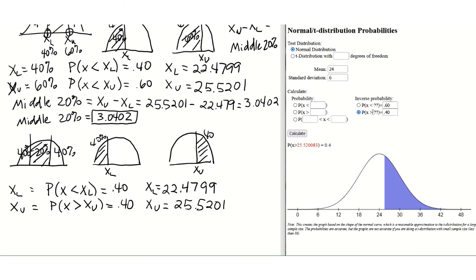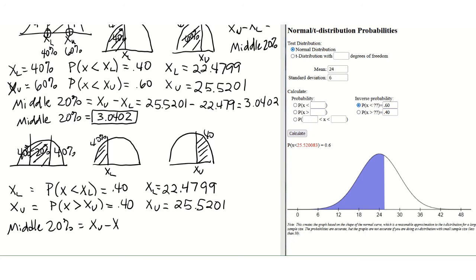So if I'm solving for the upper 40%, I'm going to use the second inverse probability, where I'm solving for values that are greater than my x. If I'm solving for the values that are less than, I'm going to use this first one, and I'm going to get that 60. It's going to go from 0 to my value. But you'll notice my numbers are exactly the same. And once again, if I want to get the middle 20%, I'm going to take that upper value minus the lower value, and that difference is going to give me my middle 20%.